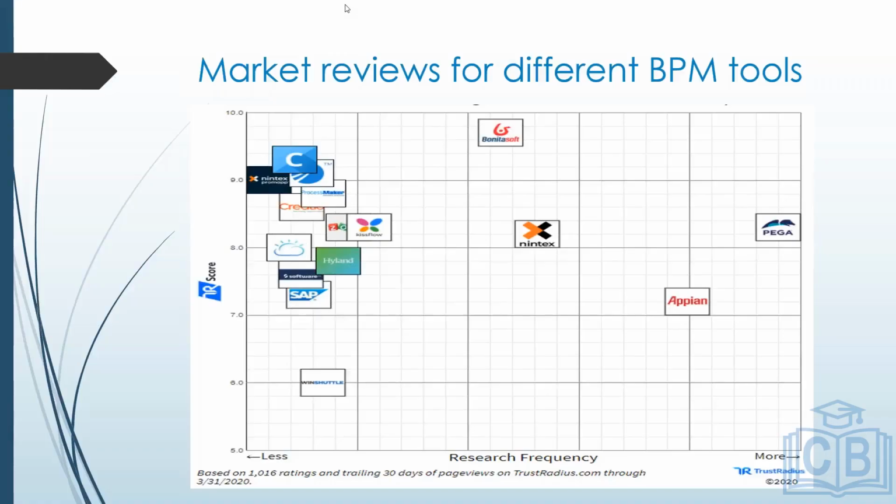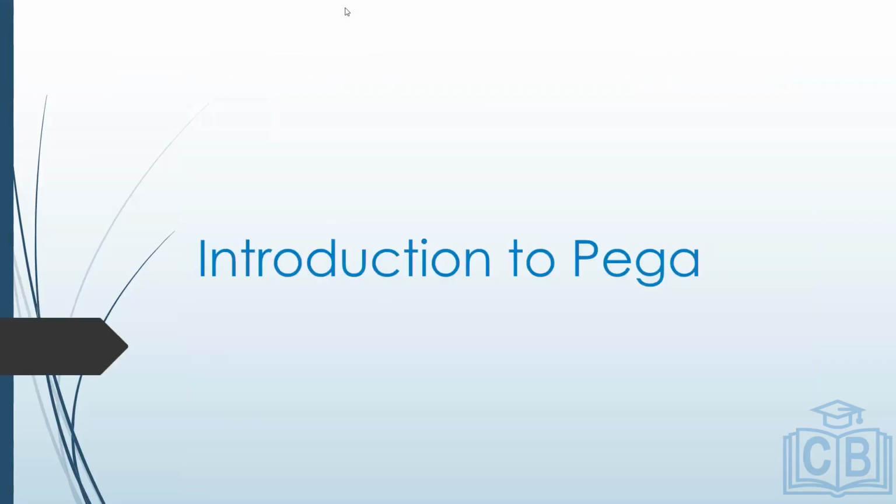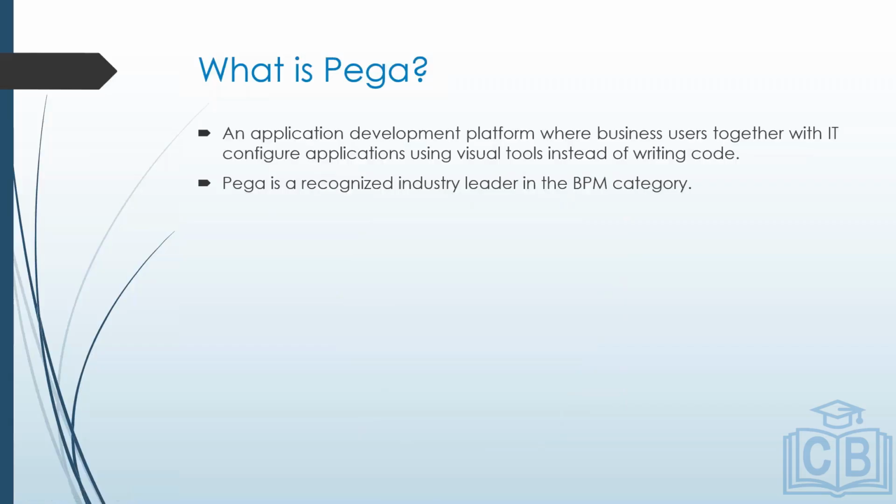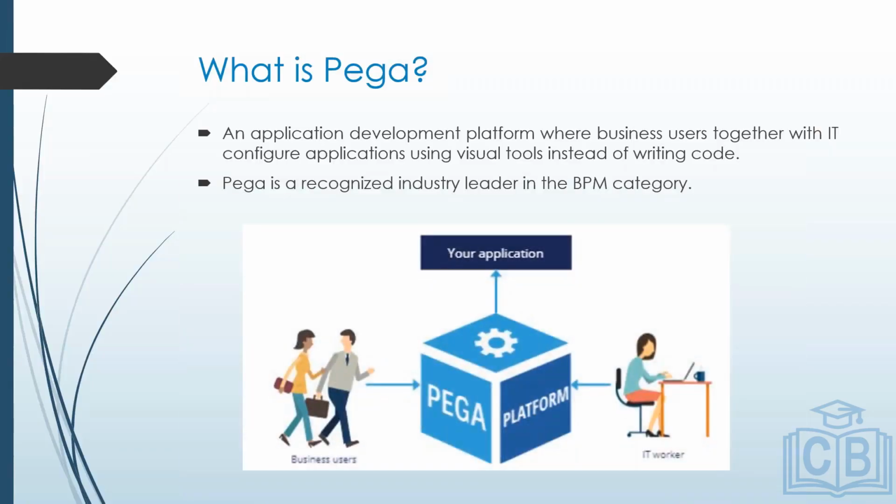Thank you. Let us go to PEGA. Let us see what PEGA is all about. When I ask somebody what is PEGA, they say yes. PEGA is an application development platform. With PEGA, you will be able to build applications where the business users work together with the IT. And instead of writing lines and lines of code, I'll be able to use visual tools.